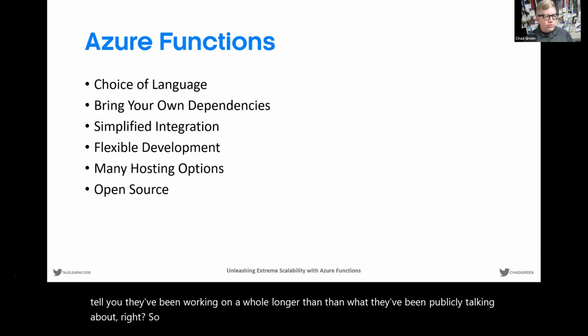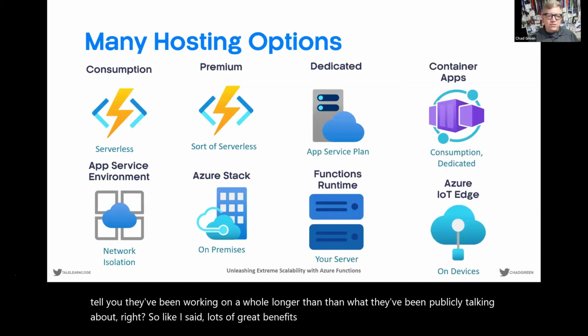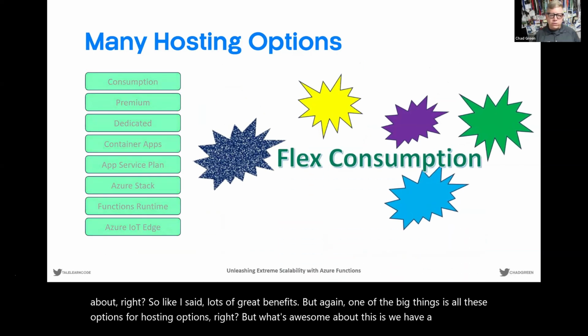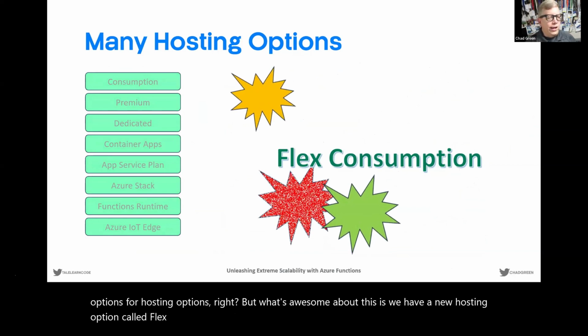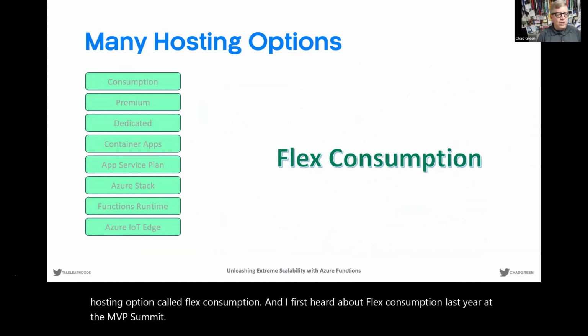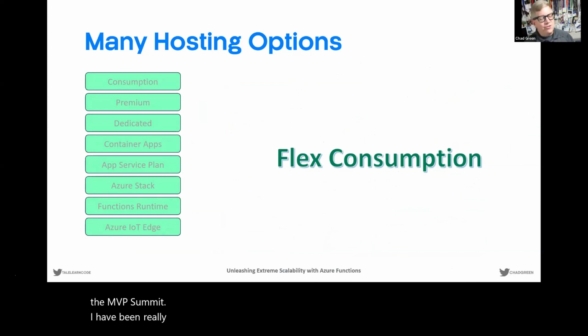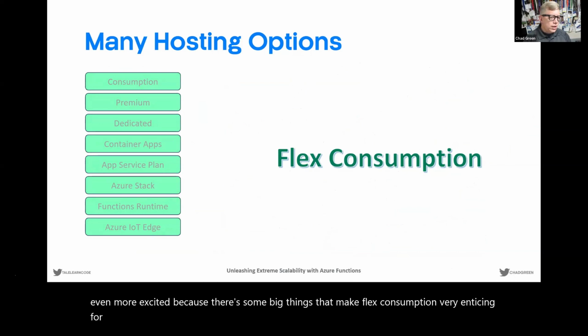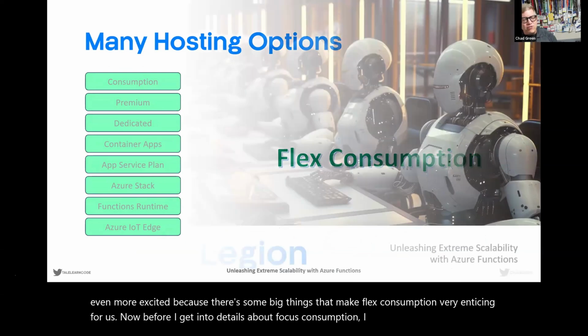So like I say, lots of great benefits. But again, one of the big things is all these hosting options. What's awesome about this is we have a new hosting option called Flex Consumption. I first heard about Flex Consumption last year at the MVP Summit, and I have been really excited about this. And it's funny because where I'm at right now at Jasper, I'm even more excited because there are some big things that make Flex Consumption very enticing for us. Now, before I get into details about Flex Consumption, I thought I'd talk about Project Legion real quick.